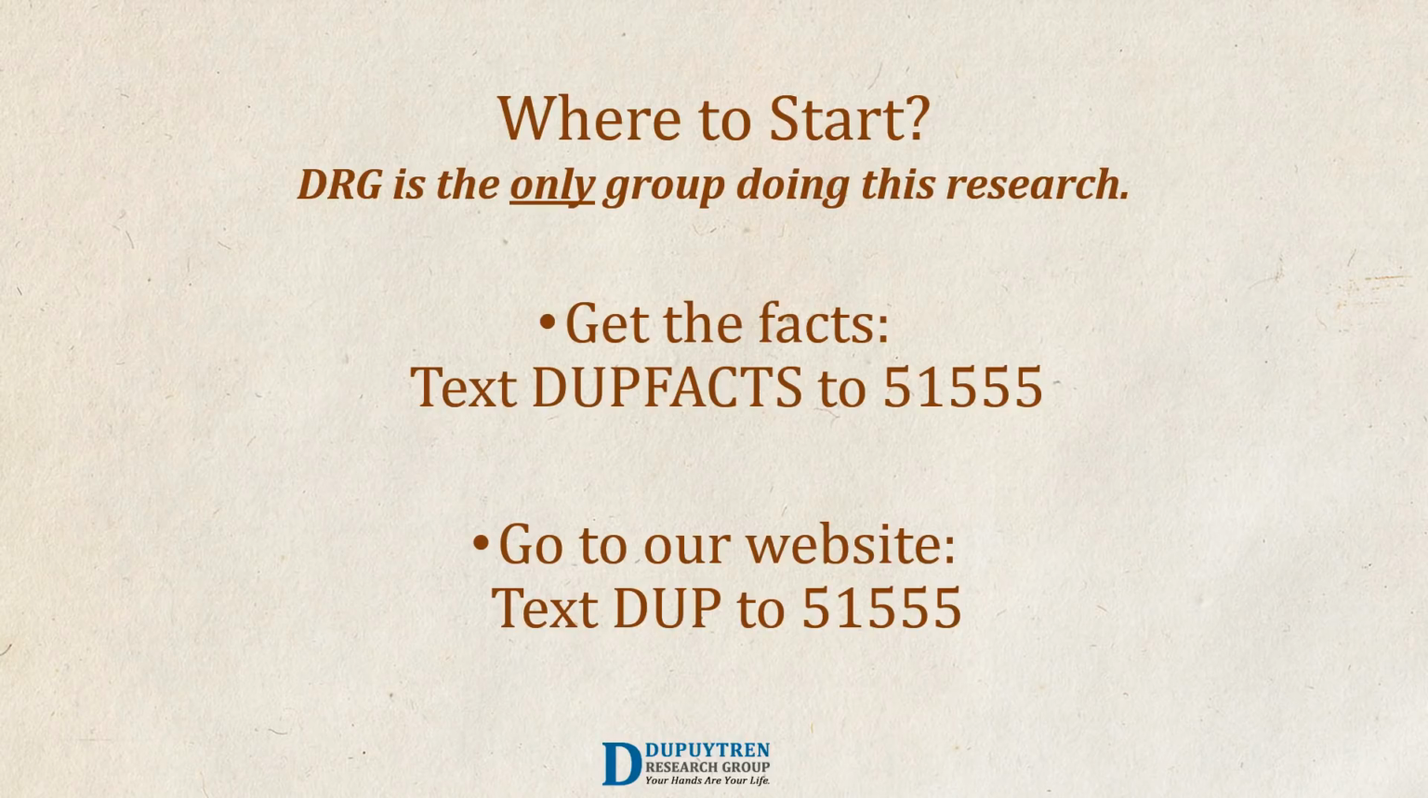You can get facts about Dupuytren disease by texting DupFacts to 51555. You can go to our website on your phone, text Dup to 51555, and get the information that you need to participate in the effort to find a cure for this disease.